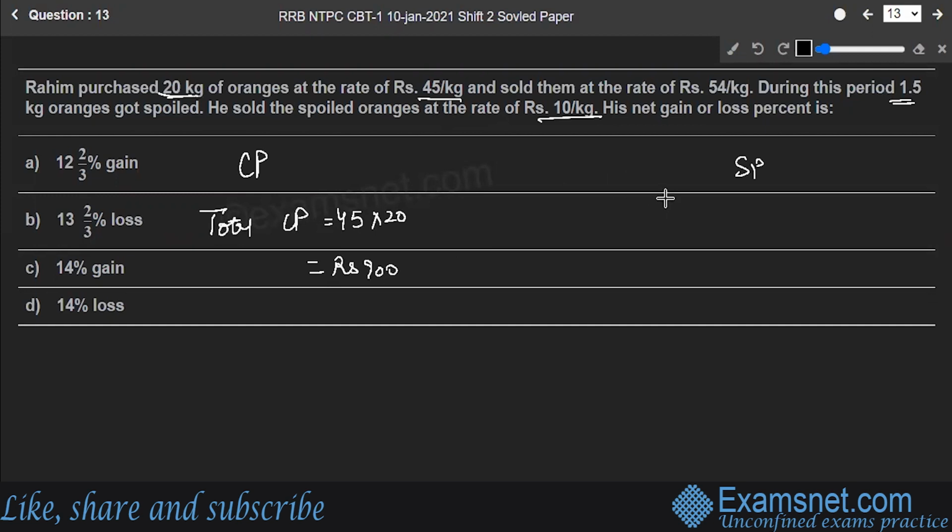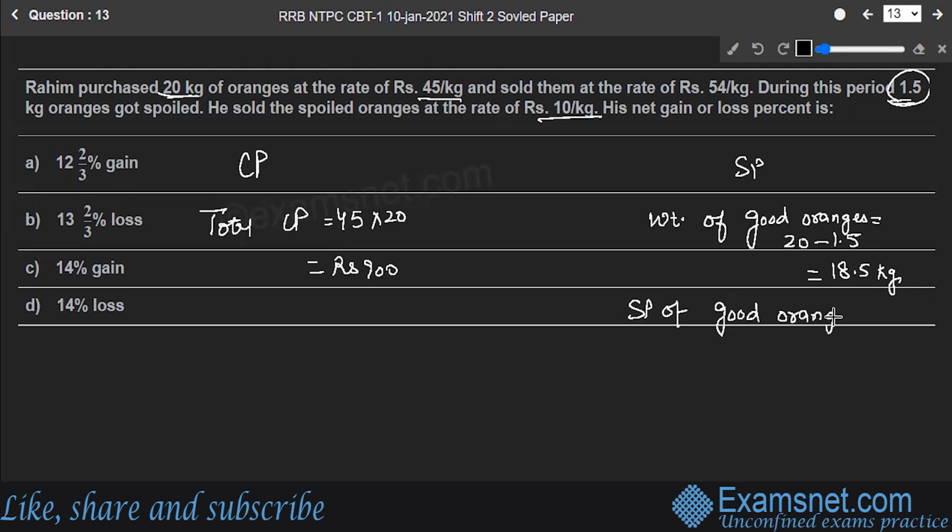For selling price, now 1.5 kg oranges got spoiled. So total how many oranges were there? Weight of good oranges, 20 minus 1.5, which is equal to 18.5 kg. So selling price of good oranges, 18.5 multiplied by 54. Because this is the selling price of good oranges, which came out to be rupees 999.